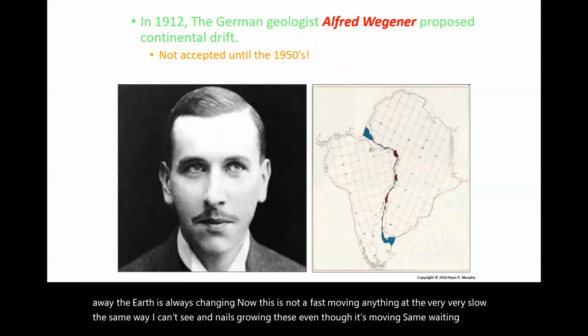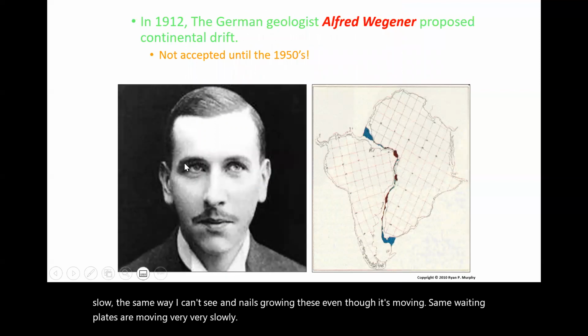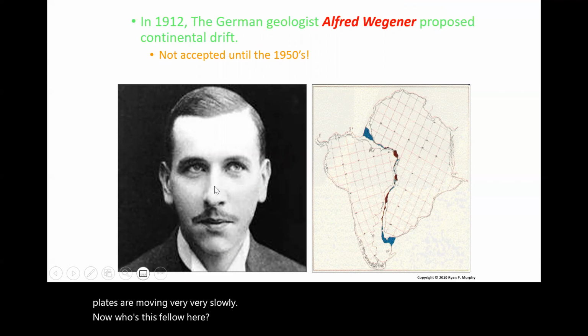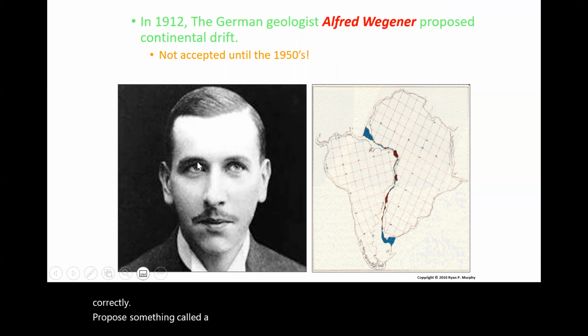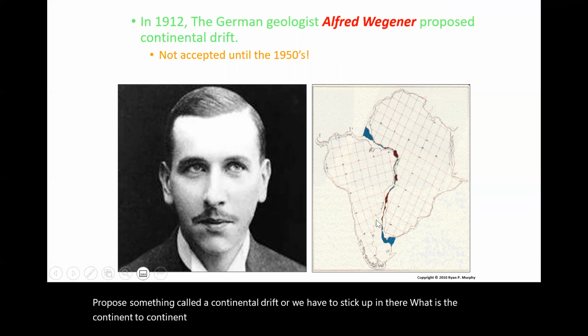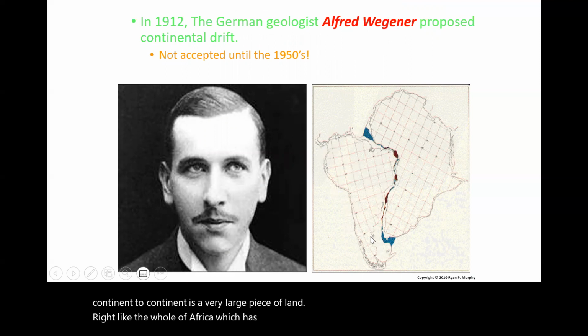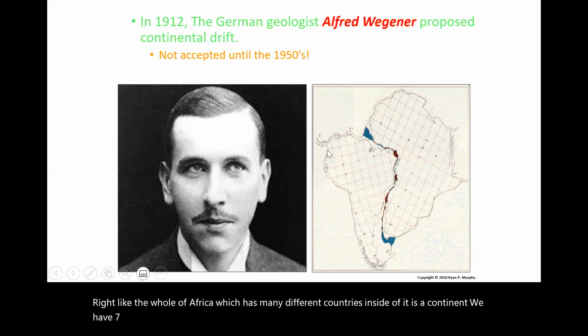Now, who is this fella here? This is a German geologist, or scientist, Alfred Wegener. I'm not sure if I'm pronouncing his name correctly. He proposed something called continental drift. Now we have to stick a pin there. What is a continent? A continent is a very large piece of land, like the whole of Africa, which has many different countries inside of it. And we have 7 continents.